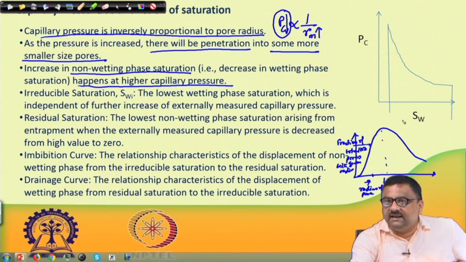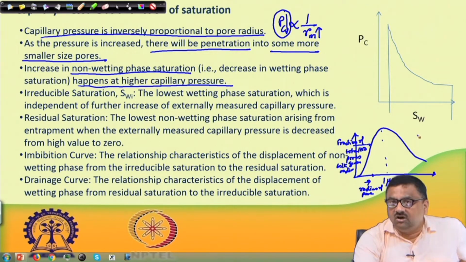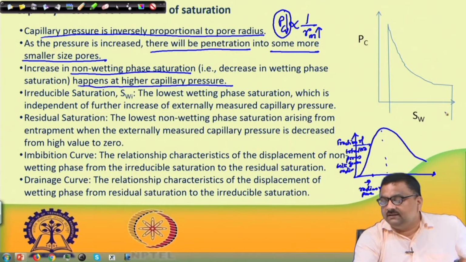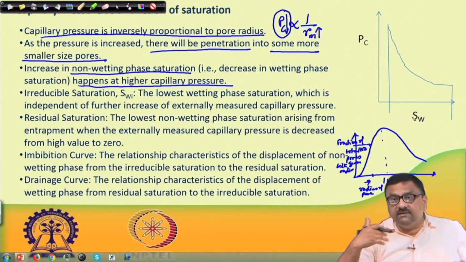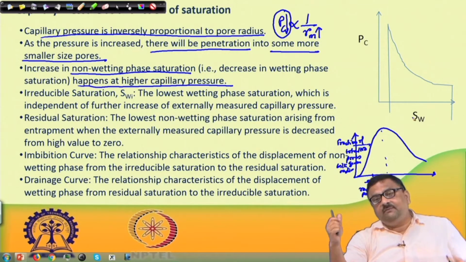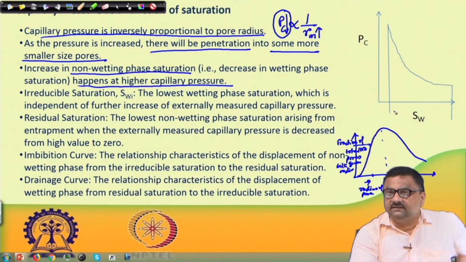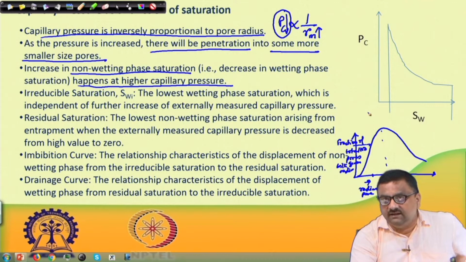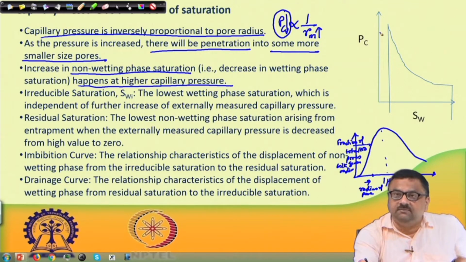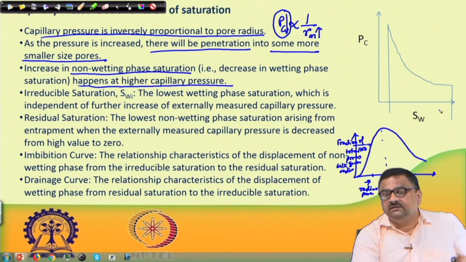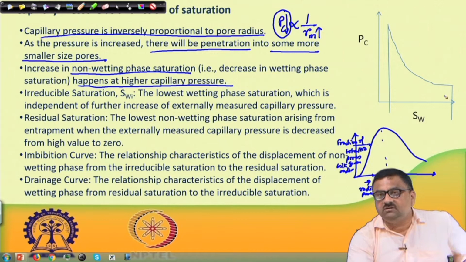Mind you, here the x axis is wetting phase saturation, not non-wetting phase saturation. As non-wetting phase saturation increases, that means more and more oil gets into the system, and that will happen only at a much higher pressure. That is why as SW decreases, in this direction, wetting phase saturation decreases, non-wetting phase saturation increases, and capillary pressure also increases. In this direction non-wetting phase saturation decreases, that means now we have less oil, so capillary pressure also decreases.